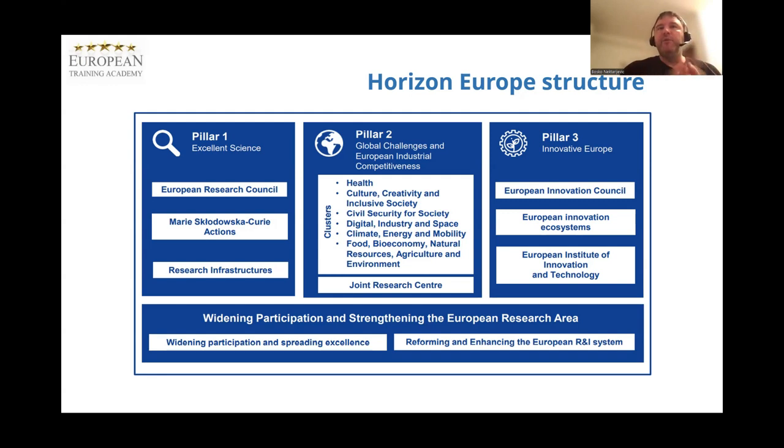Then you have pillar 2, which is tackling global challenges, societal challenges, industrial competitiveness. And you have these sub-programs. Now, in total, there's, I think, 12 or so main work programs plus 3 or 4 additional ones. So they're covering health, culture, creativity and inclusive society, civil security, digital industry and space, climate, energy, mobility, food, bioeconomy, agriculture, environment, and the Joint Research Centre.